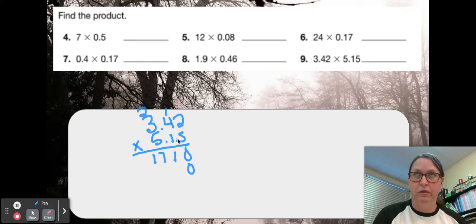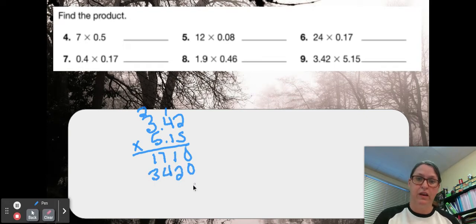Now I'm going to put a 0 as a placeholder. I've got 1 times 2 is 2. 1 times 4 is 4, and 1 times 3 is 3. Now I'm going to put two placeholders, and I'm going to do 5 times 2 is 10. 5 times 4 is 20, plus 1 is 21. 5 times 3 is 15, plus 2 is 17.